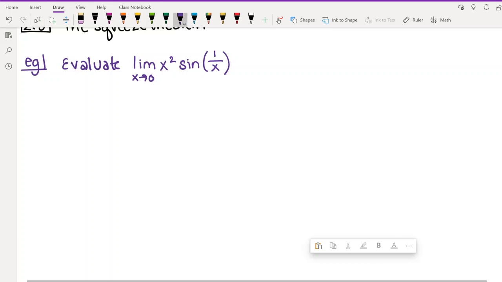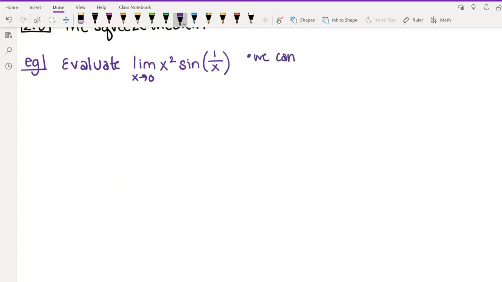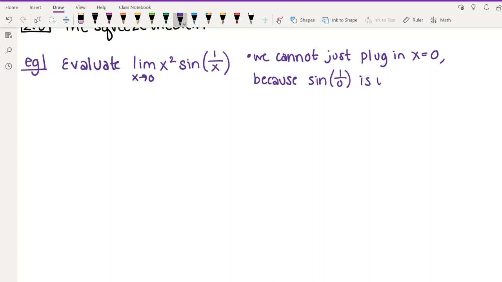So we cannot just plug in x equals 0, because basically we would get this part that would be sine of 1 over 0, and that would be undefined. Because 1 over 0 is undefined, you also can't take sine of 1 over 0.